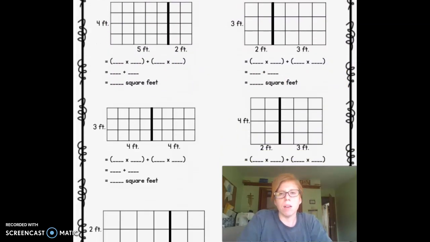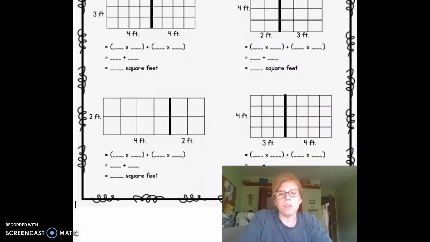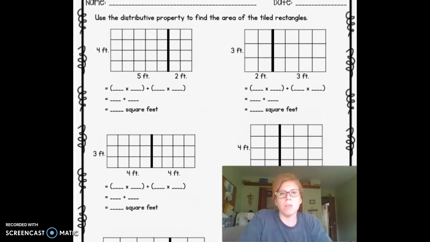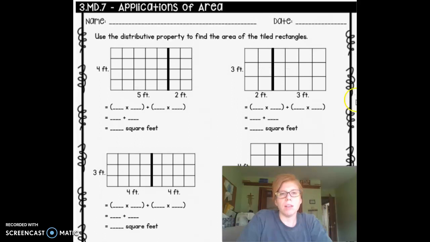Okay, we've got 6 rectangles you are going to look at. You're going to write down the size of the first rectangle, the size of the second rectangle. You're going to solve the area for each rectangle, add them together, and give the total square feet. All right, when you are done with this paper, you may move on to the next step in your pathway.